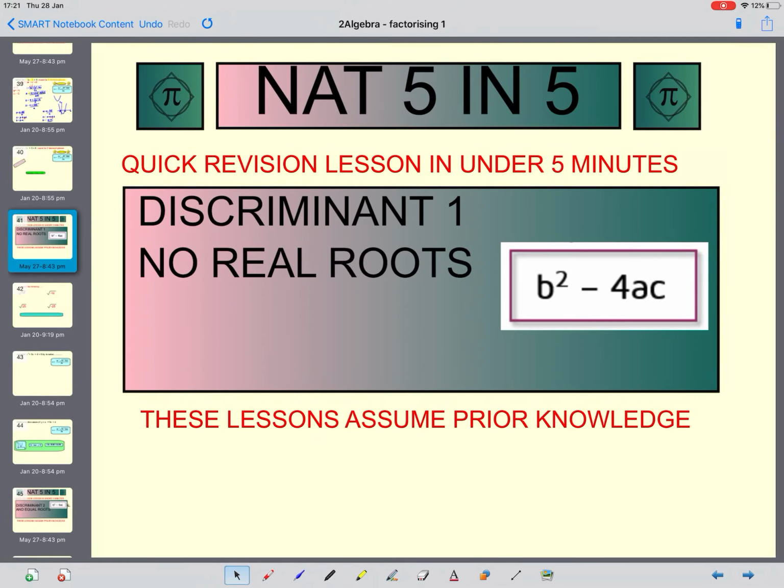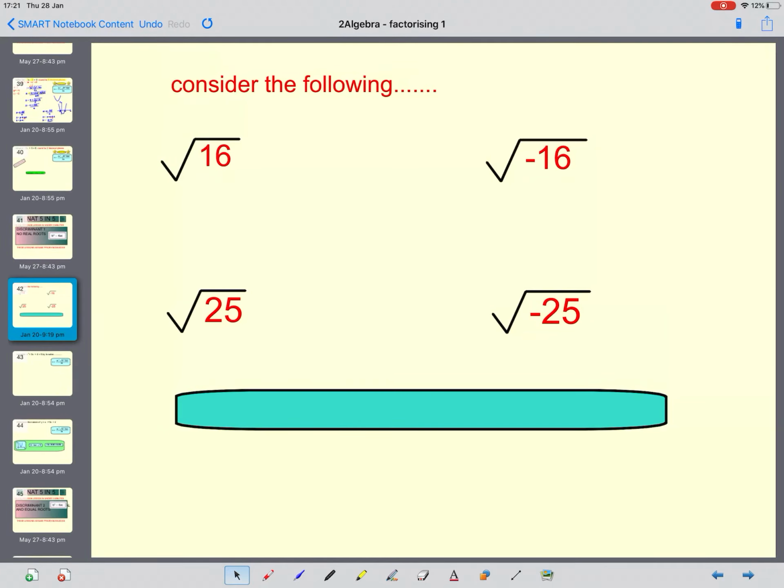We're going to be looking at discriminant and we're going to be looking at no real roots today. So this is the first lesson of several lessons within the discriminant playlist. Okay, so let's consider the following.